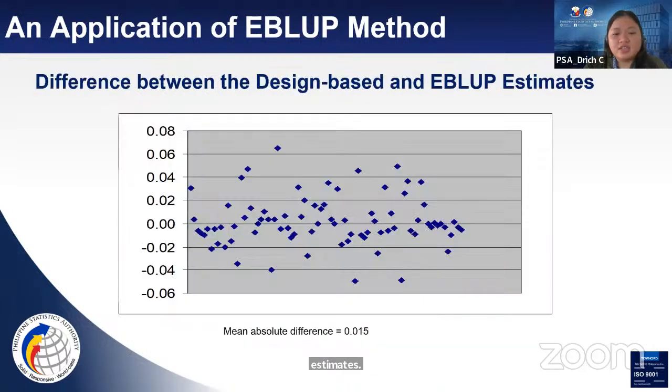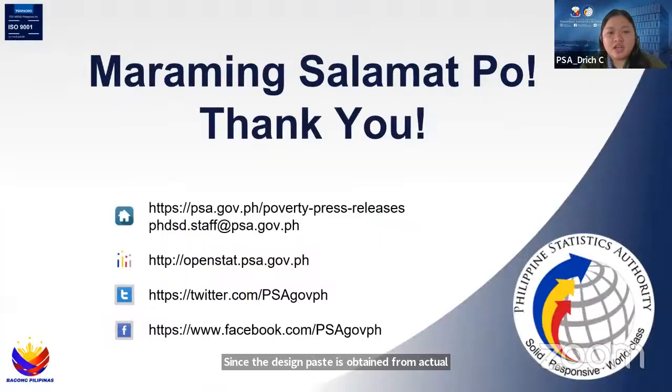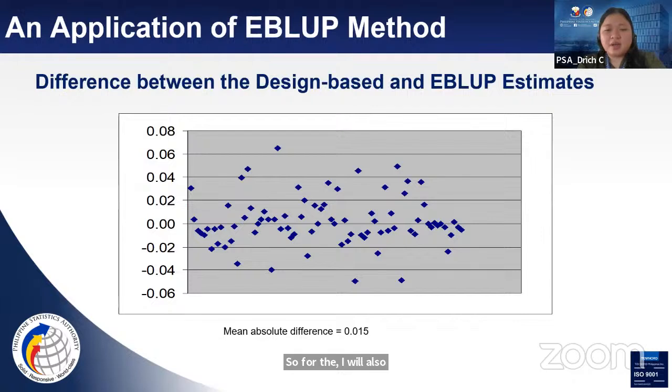And this is the distribution of the errors. As much as possible, we want the difference to be close to 0, to make sure that our indirect estimate should not differ largely from the design-based estimates, since the design-based is obtained from actual samples collected from the survey. So this is the end of my presentation, but I will also be showing the statistical package that I have tried to explore in generating small area estimates using R.